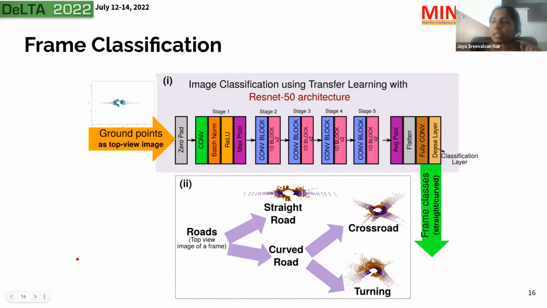We now use transfer learning with the ResNet 50 architecture for frame classification. We have specifically chosen this architecture because recently it has been successfully used for accurately classifying scenes which have perceptually distinguishable features. Here we use a hierarchical classification where the first level is straight road and curved road, and curved road is again subclassified in the second level into crossroads and turning.